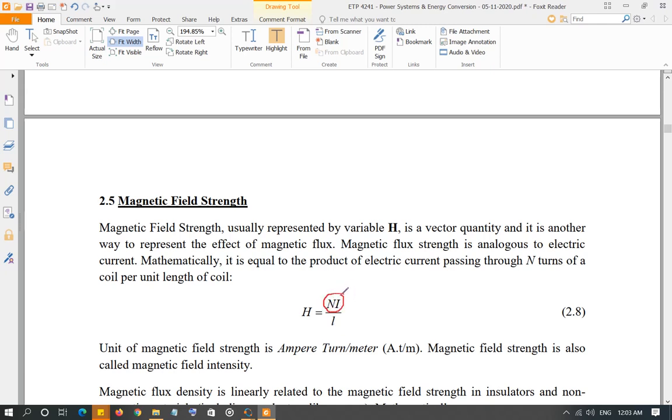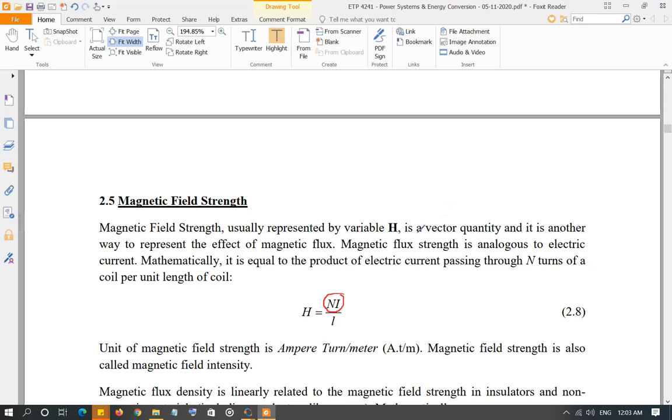What is magnetic field strength? Magnetic field strength and magnetic flux density are pretty much proportional to each other. Magnetic field strength is basically this: whenever a current is flowing in a coil which has N number of turns, it of course is going to produce a magnetic flux.